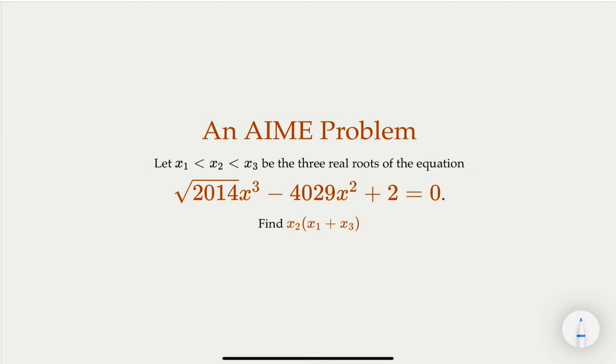Okay, today we're going to look at an AIME problem from 2014. It is about a cubic function given with the square root of 2014, right? We assume that the three real roots, x1 is the smallest, x3 is the biggest. We try to find this quantity here, right?